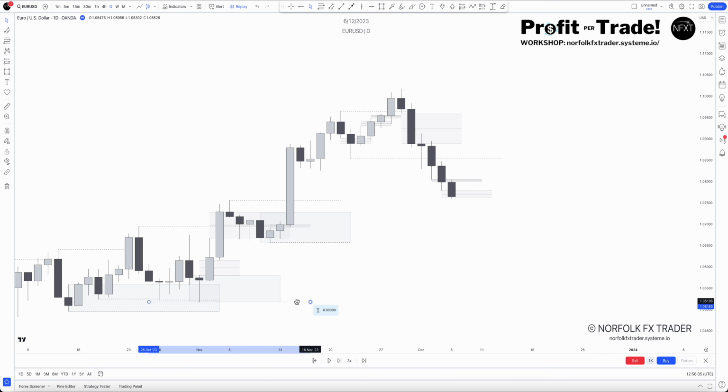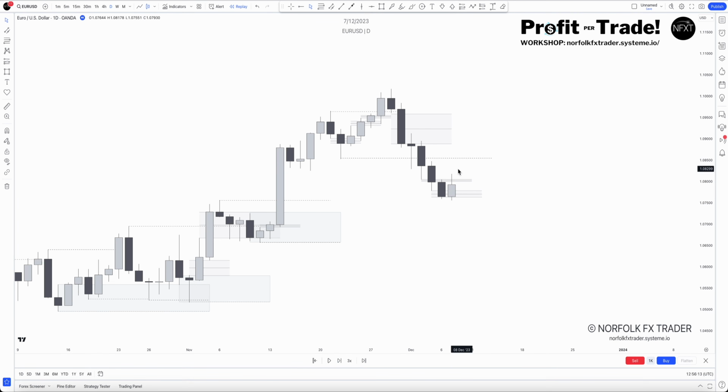Okay, let's just bring all these in. Let's bring that in properly. All right, so again, we have another zone. Let's see what happens. Great, now we've reversed it. What does that signal? That signals, okay, this drop to the downside, a potential pullback. So again, let's just get rid of these old zones.